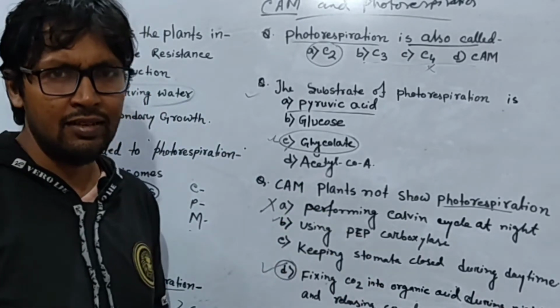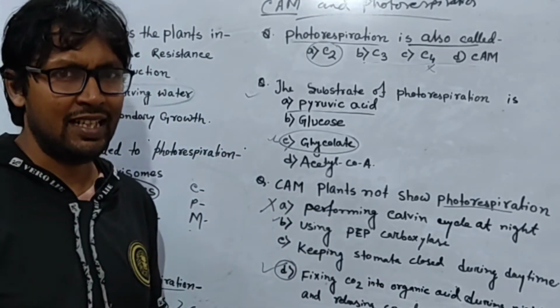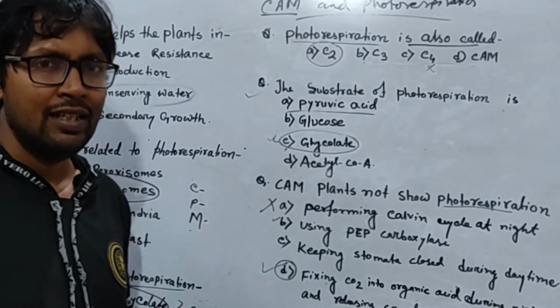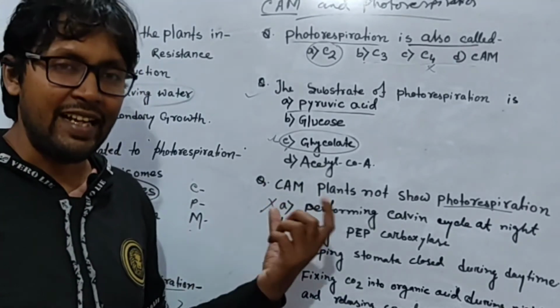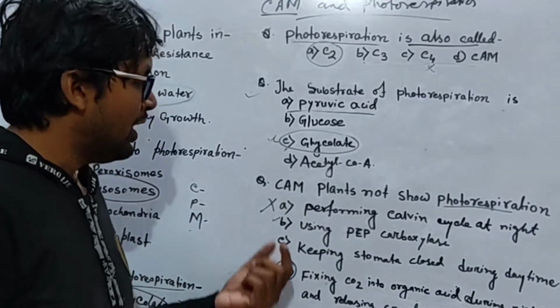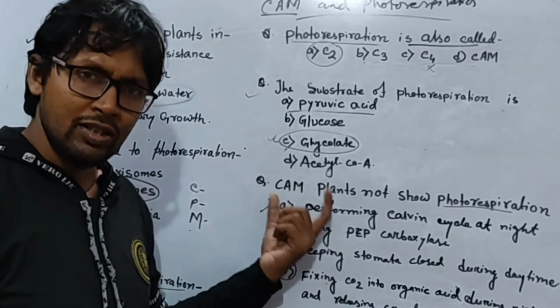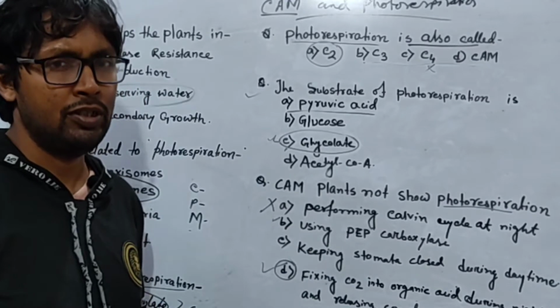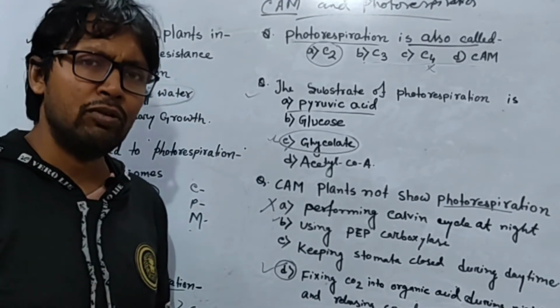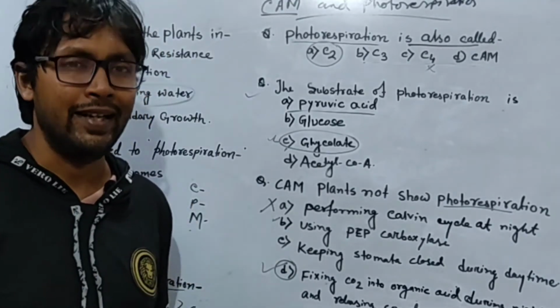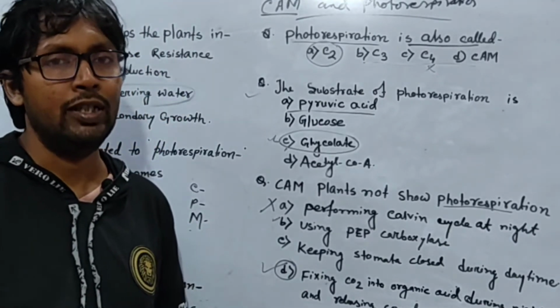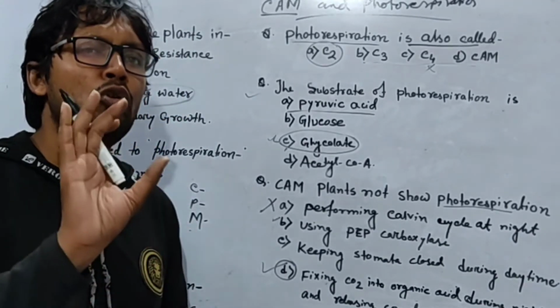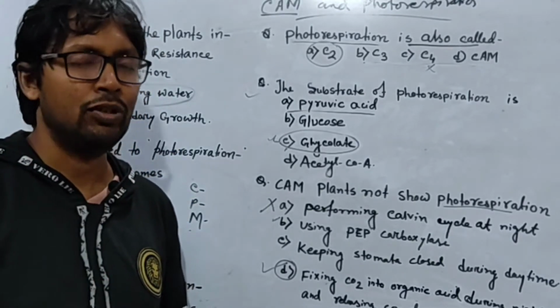CAM plants also have the C3 cycle itself. CAM plants are known as night C4 plants. Like C4 plants, they also have a Calvin cycle. That particular Calvin cycle is light independent, so during the daytime no carbon dioxide is actually available there.